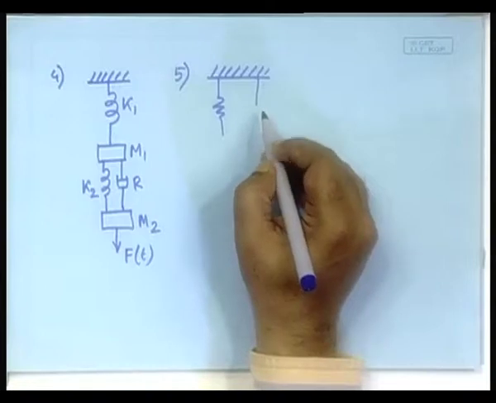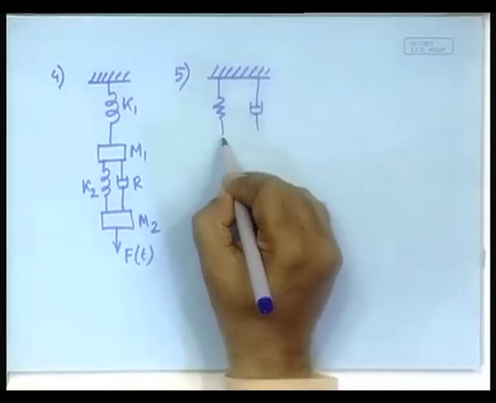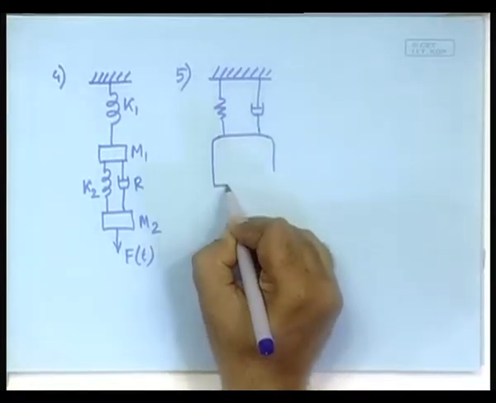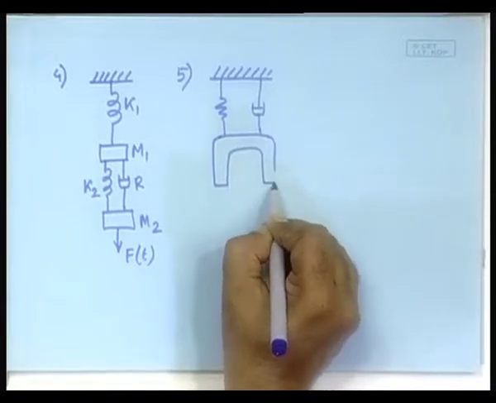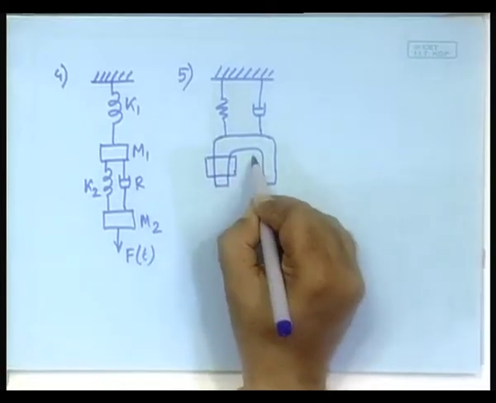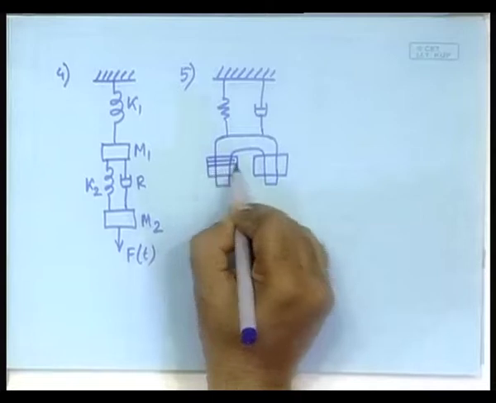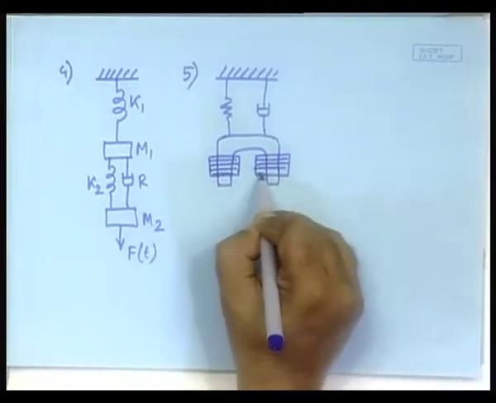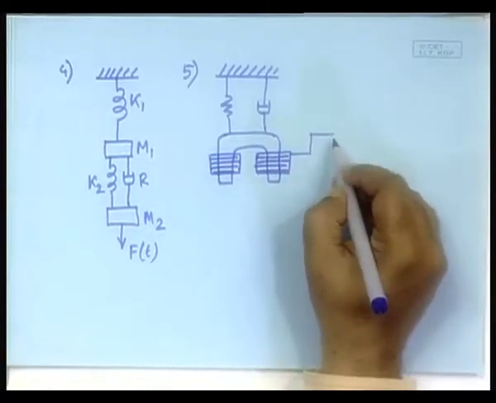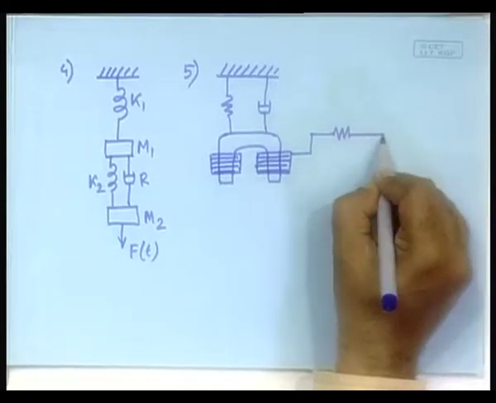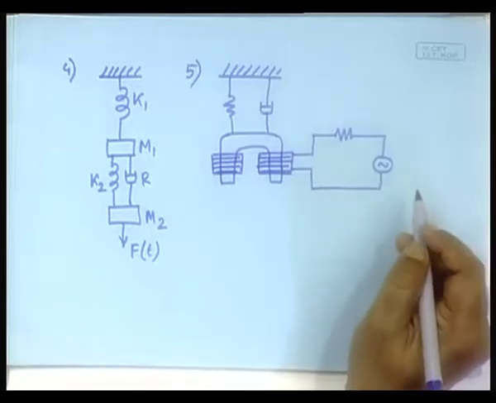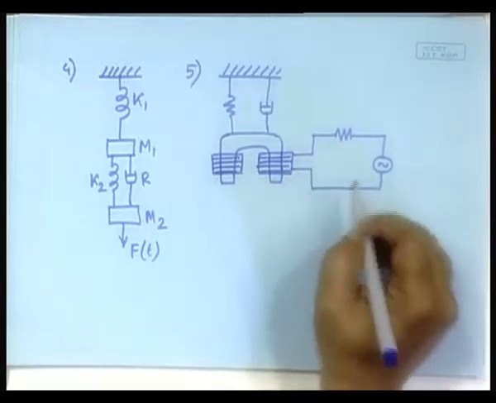Here is a spring damper arrangement connected to a horseshoe magnet, and the horseshoe magnet magnetization coils are like this, and these are supplied through a resistance and a source of effort. Okay. And obviously, this will have some inductance that you have to consider.